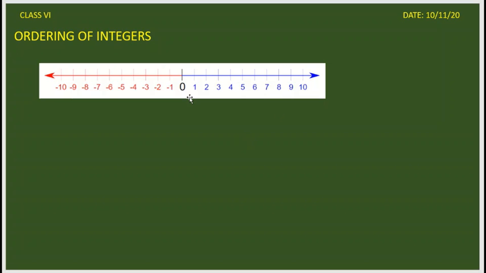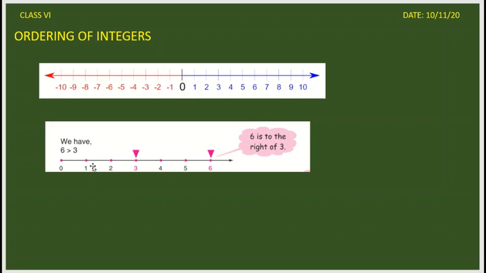You know very well that the numbers which are to the left of 0 are called negative numbers. So here these are called negative integers: minus 1, minus 2, minus 3, minus 4 till minus 10. These are all to the left of 0, so they are called negative integers, and the integers which are to the right of 0 are called positive integers. So this you already learned. Now let us learn how to compare them.